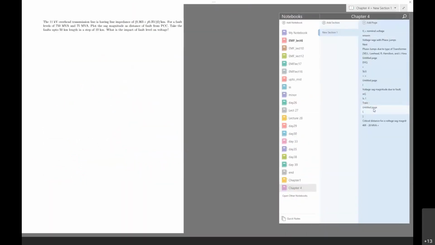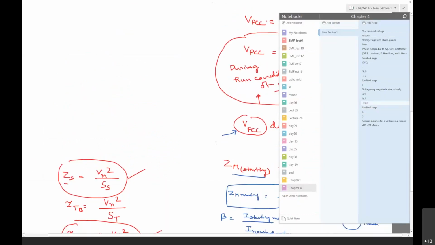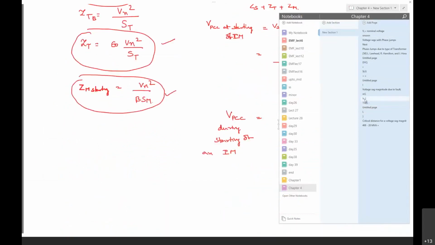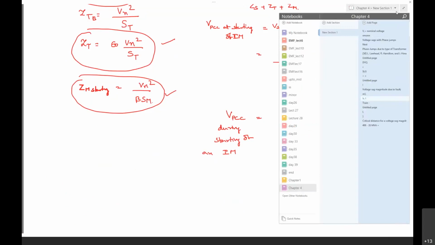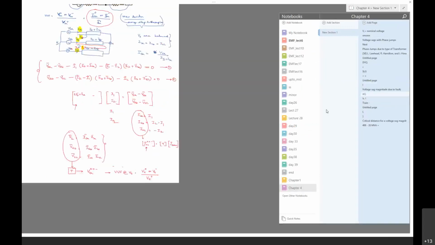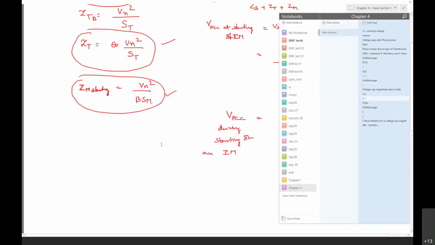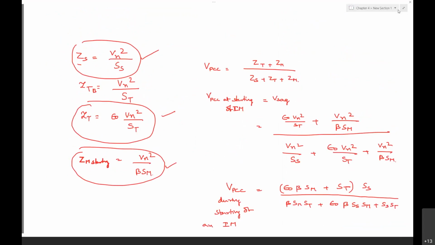I mean, you can straight away see this equation also. There is nothing to move over here also. This is the expression of epsilon naught of zeta b times of (Sm plus St) whole into Ss by beta times of Sm St plus epsilon naught of beta Ss Sm plus Ss St. You can look into this particular equation also. It almost looks like the same.